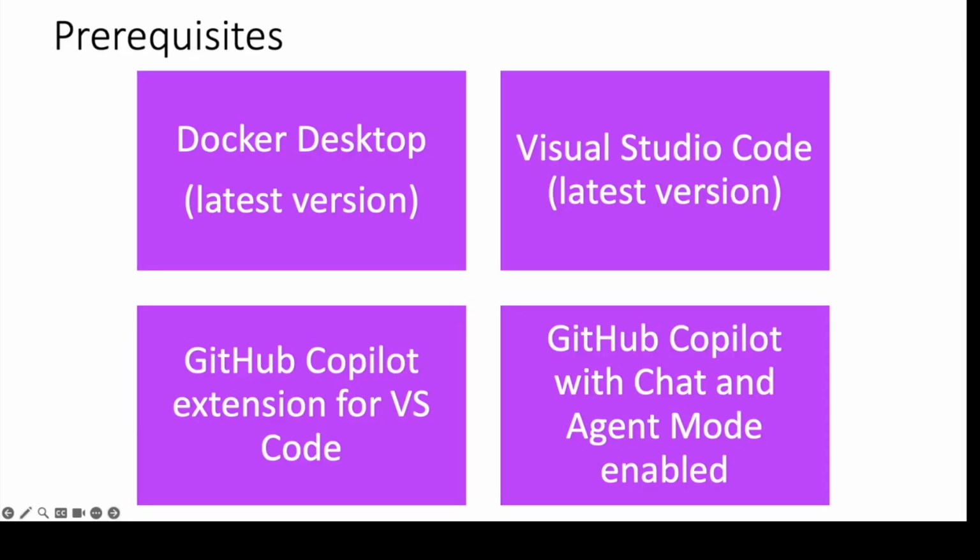In order to get the most benefit from this video, you need the following. You need to have Docker Desktop, the latest version. You also need Visual Studio Code, also the latest version. You need to have the GitHub Copilot extension for VS Code, and you need to set the GitHub Copilot with chat with agent mode enabled.